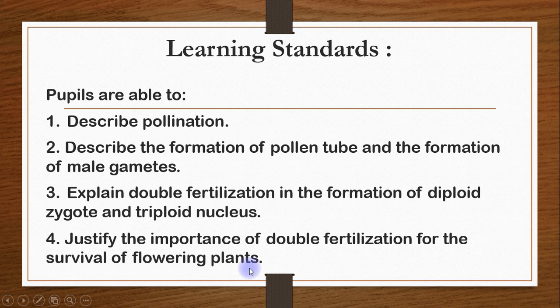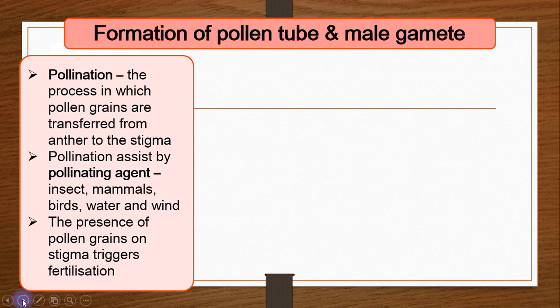So why is fertilization important here? Fertilization will cause the production of the fruit and also seeds. Seed is very important to enable the survival of the plants. Okay, we go to the formation of the pollen tube and male gamete.